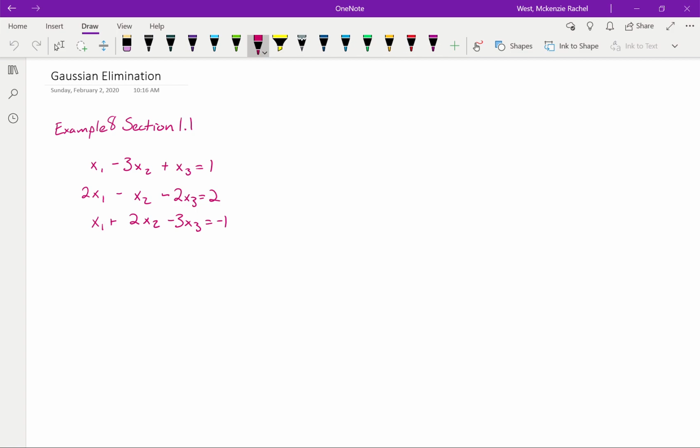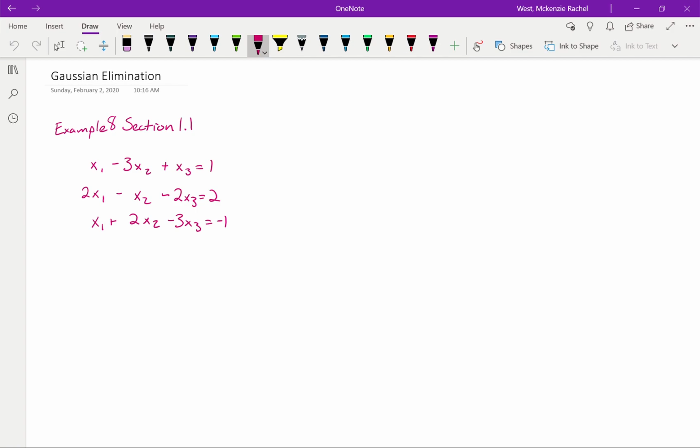Alright, so in this video I want to go over this example 8 from section 1.1 in the book. The reason I want to do this is that I want to get us closer to thinking about matrices and illustrate that through the example that they did. So here we have three equations relating x1, x2, x3, and we notice that because the second equation has a 2 out front, we can subtract 2 times the first one from the second to eliminate that 2.